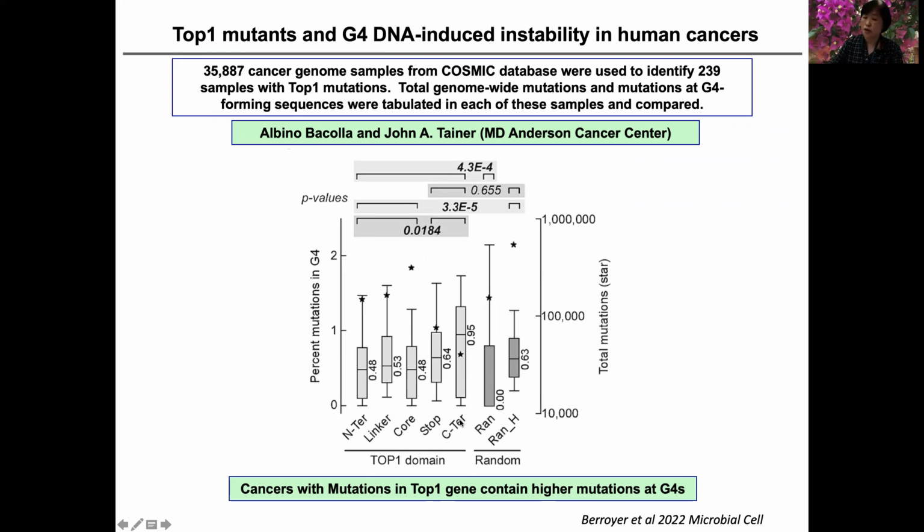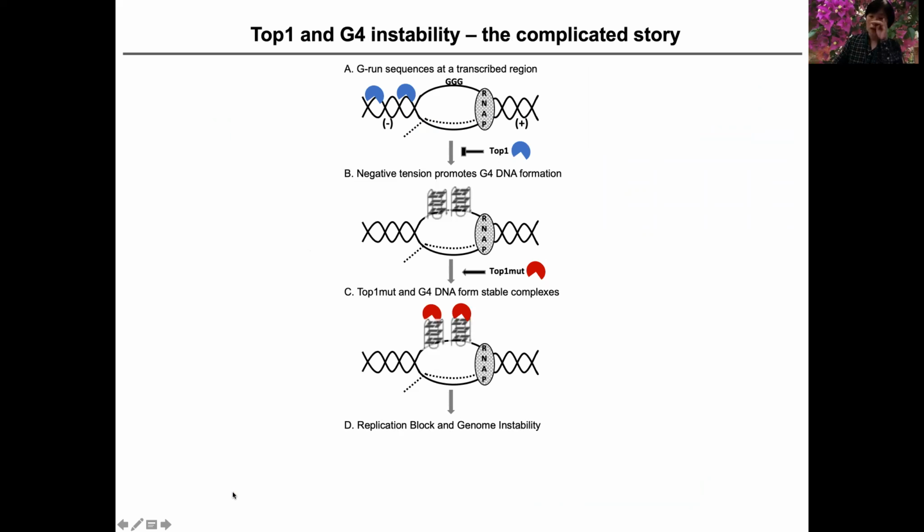Like I pointed out earlier, the very important catalytic residues of TOP1 are present at the C-terminal end. And this has the highest percent of mutations in G4. So that means the cancers with mutations in the TOP1 gene are correlated with higher mutation rates at G4 forming sequences in the genome.